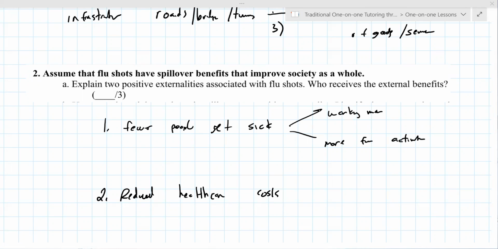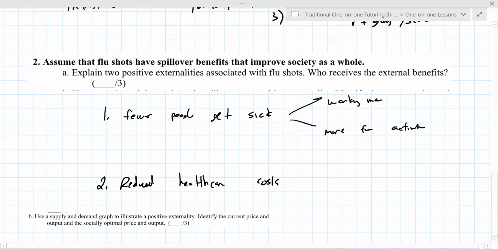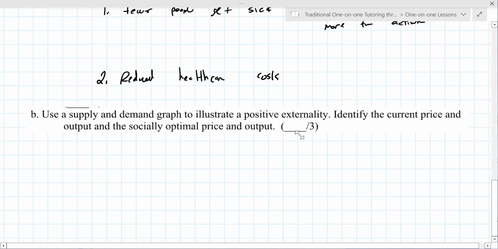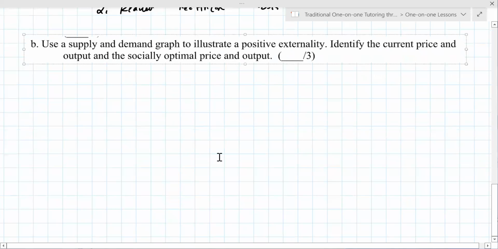Now, do you type up your answers? Do you write these up? How do you normally submit your work here for this? I usually write down my answers on a separate sheet of paper, and then I take a picture of it and send it in, or turn it in. Great.